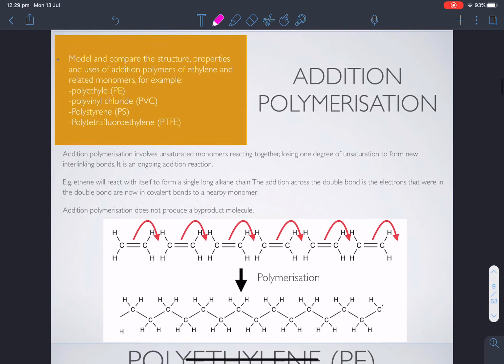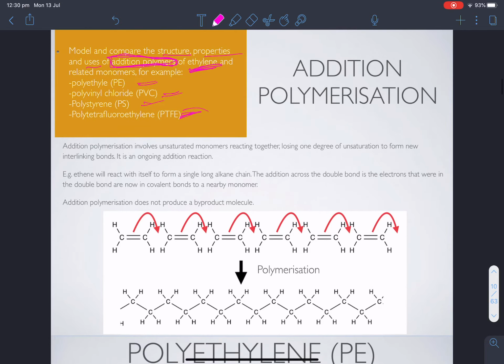All right, syllabus point. Model and compare the structure, properties, and uses of addition polymers of ethylene and related monomers. For example, we've got 4 examples, okay? So we need the structure, properties, and use of a certain type of polymerization reaction, called addition polymerization. So we're going to look at addition polymerization, and then we're going to look at the polymerization of ethene or ethylene, and then we could look at these examples of these different ones.